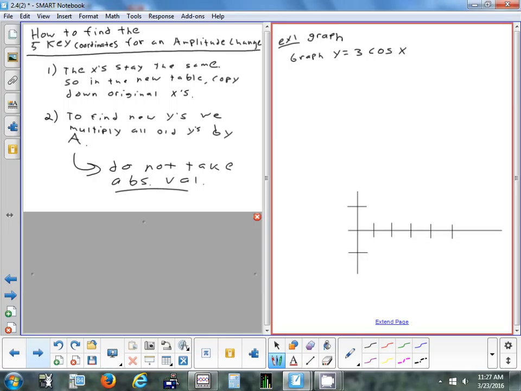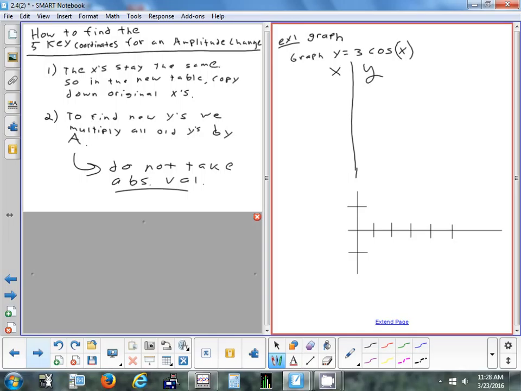All right, so let's try to make our sketch of 3 cosine x. Who can tell me why this is an amplitude change? Why isn't this one a phase shift? Yep. Because it says y equals, right? Phase shift said y equals as well. Oh, it is? Yep. Okay, there's no parentheses. Let me change that. Still an amplitude change.